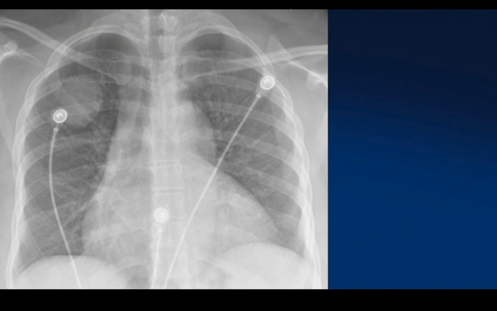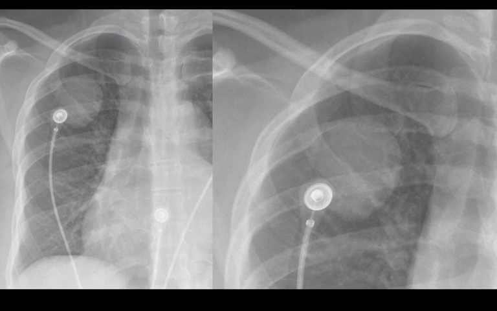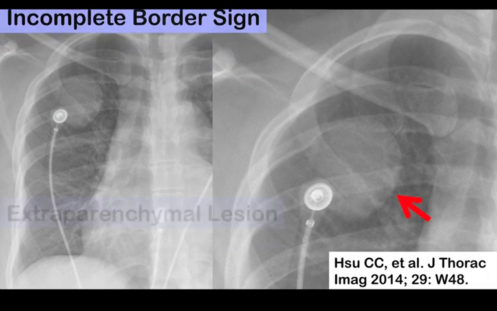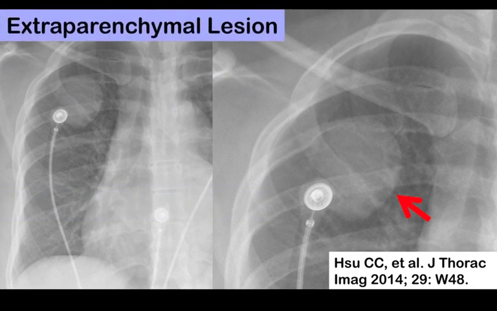It's a patient with a well-circumscribed lesion overlying the right upper hemithorax. Notice that the medial border of the mass is very well defined, but the lateral border becomes imperceptible. This is an example of the so-called incomplete border sign, and this generally means that the mass is in an extraparenchymal location, either within the pleural space or the chest wall.